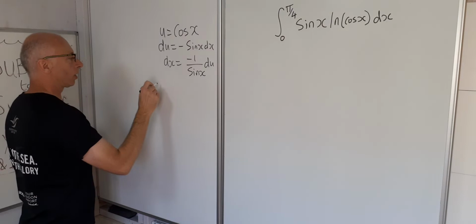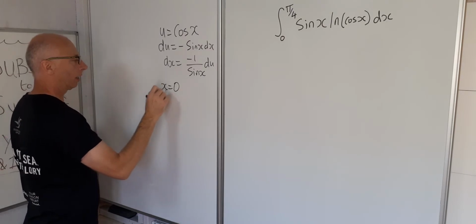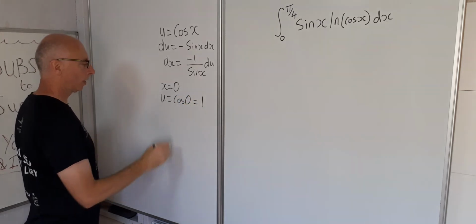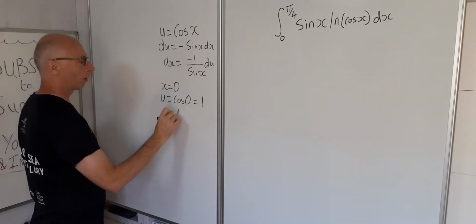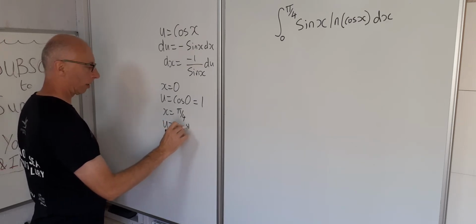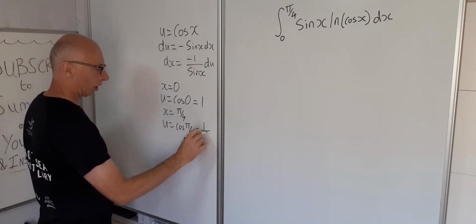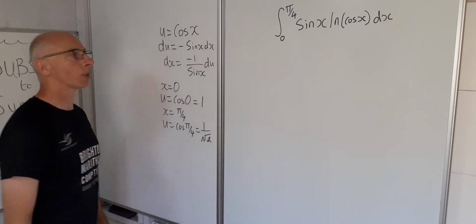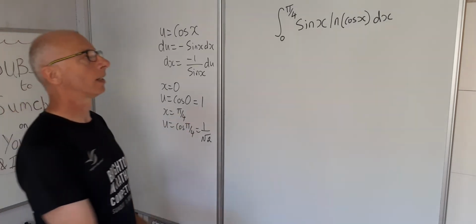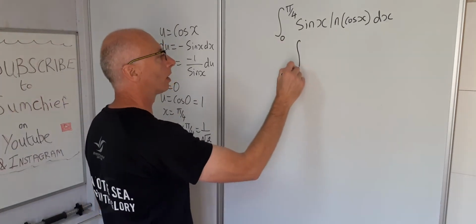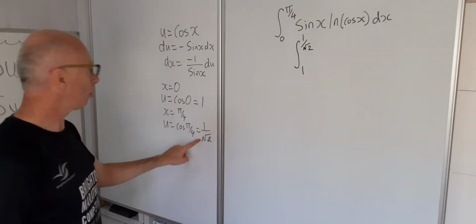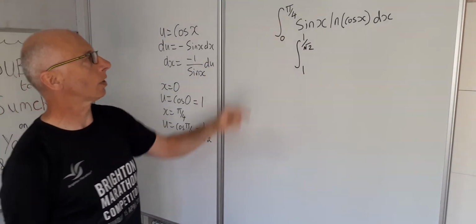So for x equals 0, that gives us u equals cosine 0, which is 1. For x equals pi over 4, u equals cosine pi over 4, which is 1 over root 2. So these are now our new parameters of integration here. So let's go and plug those in. So 1 over root 2, that's our parameters to exchange for those.